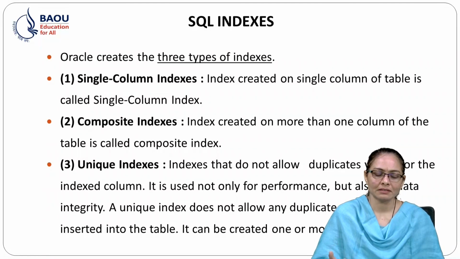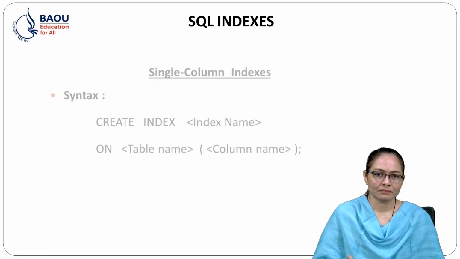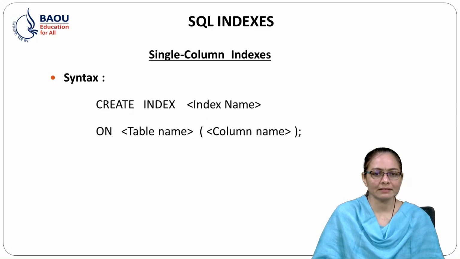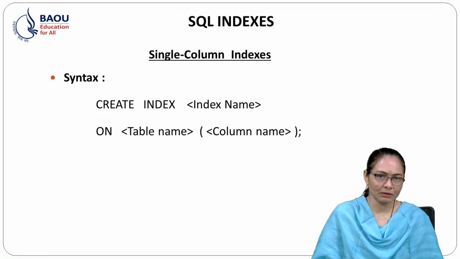So here, the single-column index is based on a single column, the composite index is based on more than one column, and the unique index is based on data without duplication. The keyword UNIQUE is used. Now, how to create single-column indexes? An index created on one column is called a single-column index.